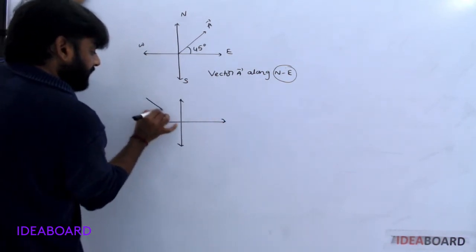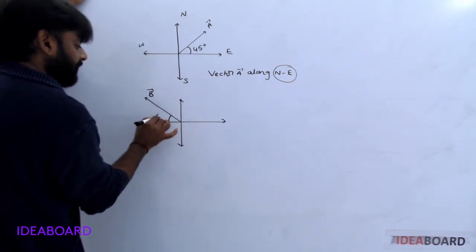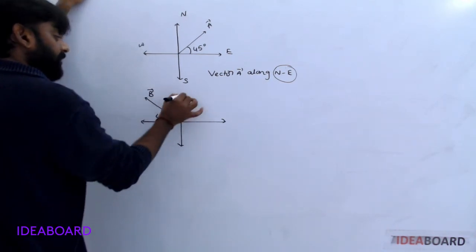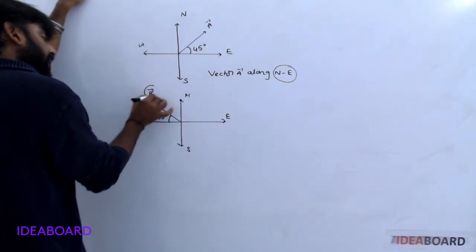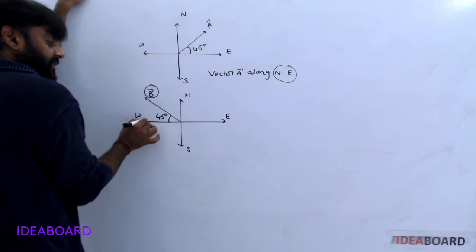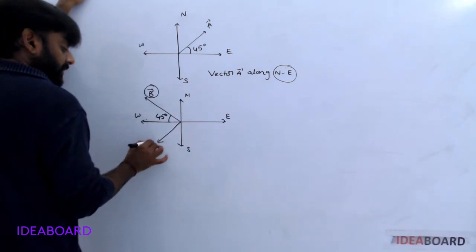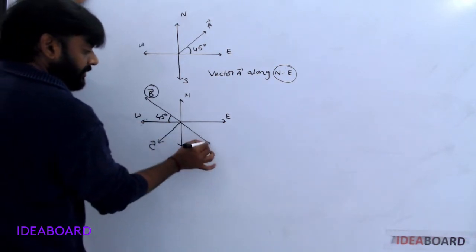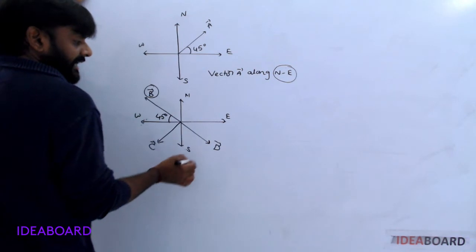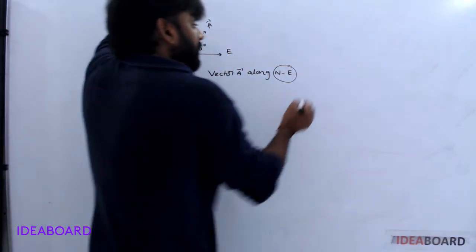If in case it is in this direction, B bar, this angle is 45 degrees. Simply you write B bar along northwest. If in case here, C bar along west south or southwest. Next one, D bar along southeast or east south. Understood?